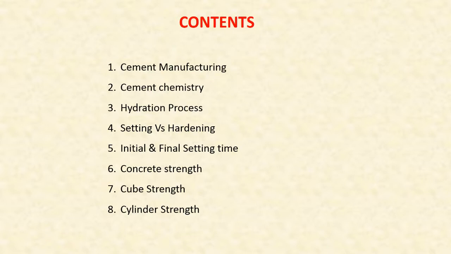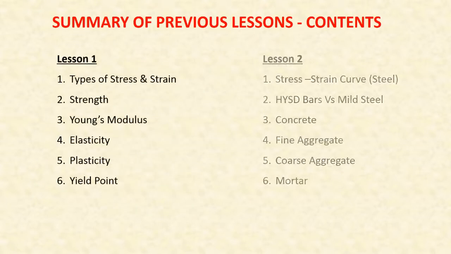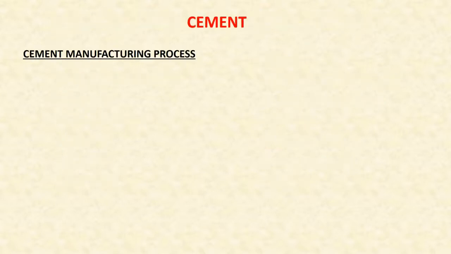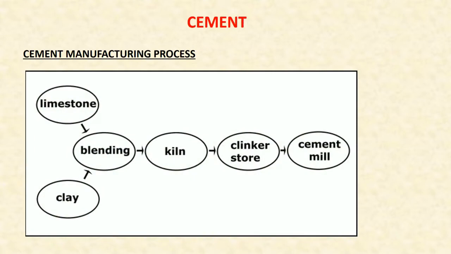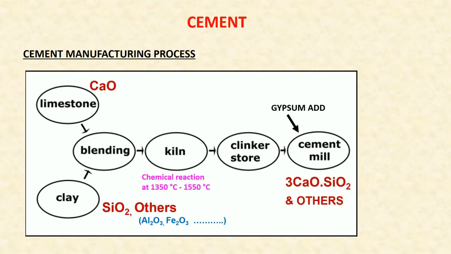Let us consider the following details in these videos: cement manufacturing, cement chemistry, hydration process, setting versus hardening, initial and final setting time, concrete strength, cube strength, cylinder strength. This is a summary of previous lessons that were already discussed. Cement manufacturing process. It is the simple outline of the cement manufacturing process.